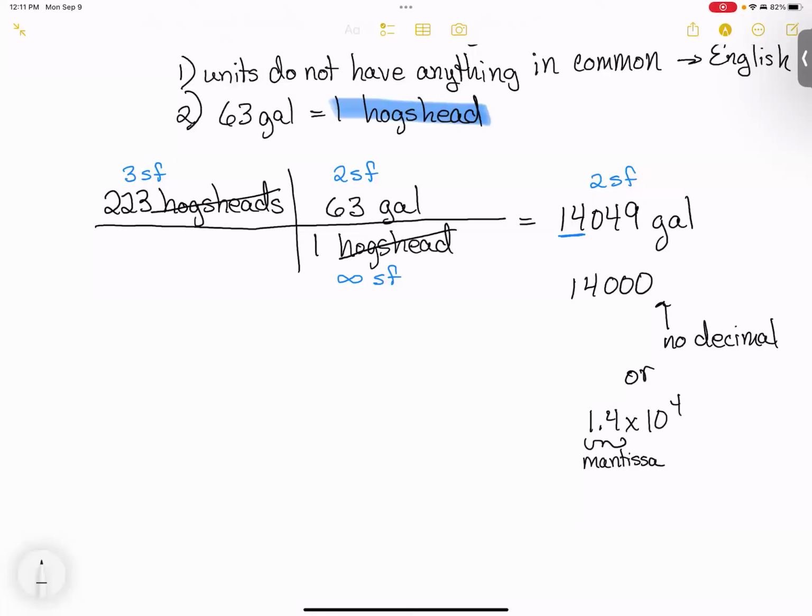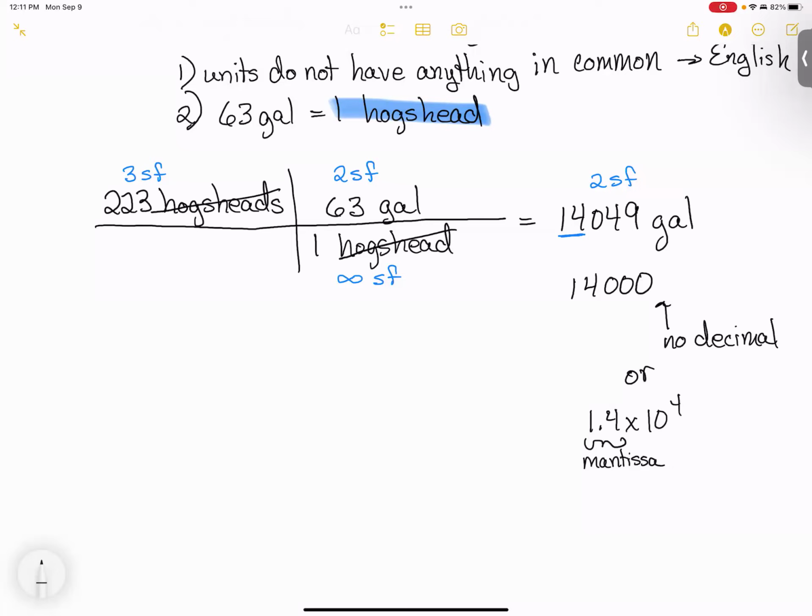So step 1 was to identify what conversion factor or what table I may need based off of whether the terms had anything in common.